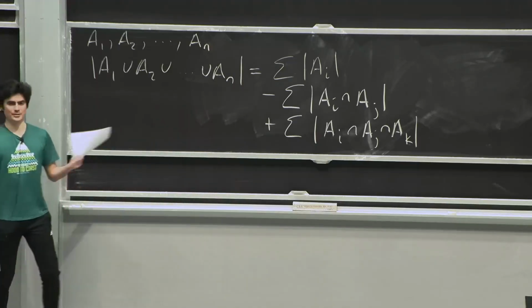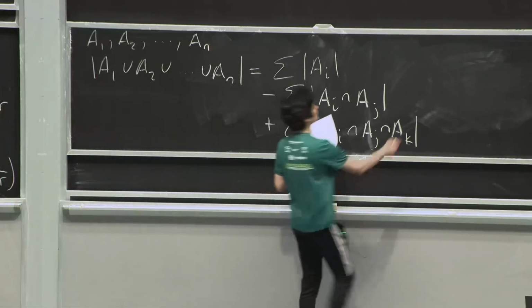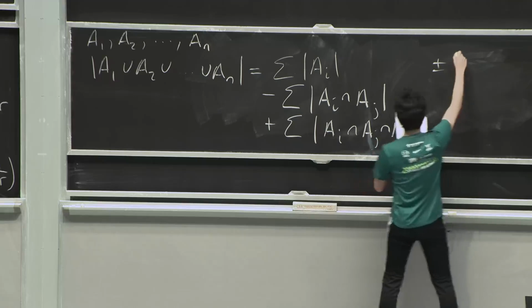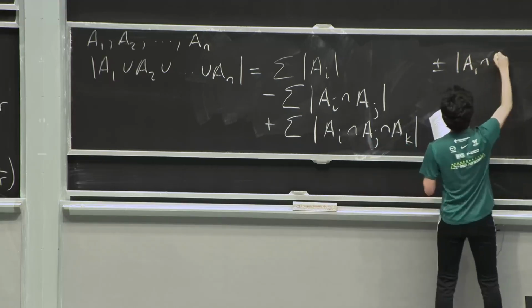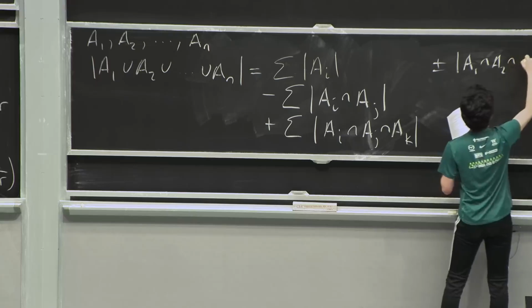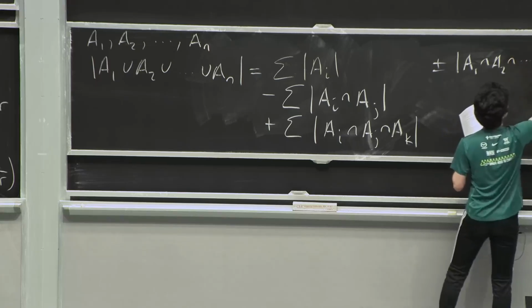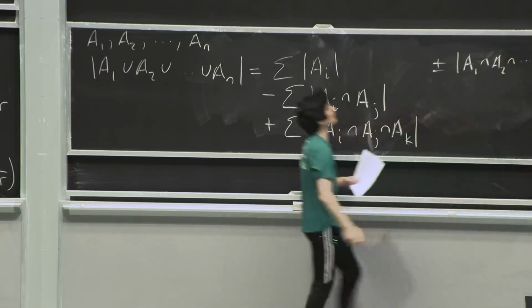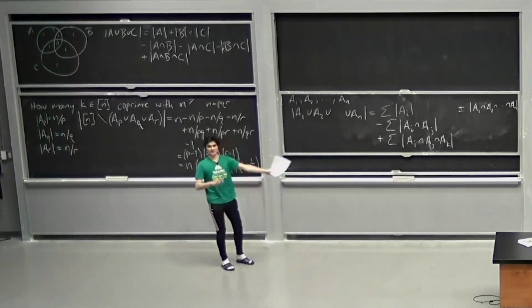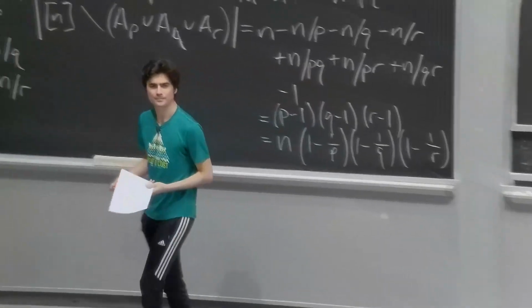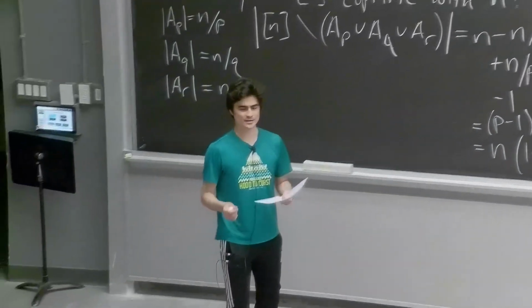And we're just going to keep on going until eventually we get to plus or minus the size of the n-way intersection, A1 cap A2 cap all the way to A sub n. And the sign on that last term will depend on the parity of n. Does that make sense to people?